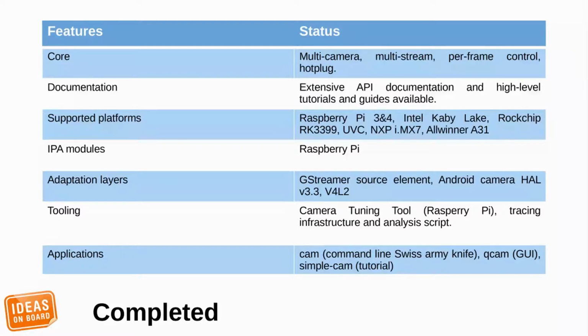We do have a few applications. There's an application very conveniently called cam, which is a command line application. We call that a Swiss Army knife application for libcamera. So the goal is really to have a low-level application that can exercise the whole of the libcamera API. We have a graphical user interface application called qcam, with the Qt framework. And we do have a simple cam application, which is also command line based, and that's our tutorial application. So we're trying to keep it as simple as possible, and it shows how to write an application that uses libcamera.